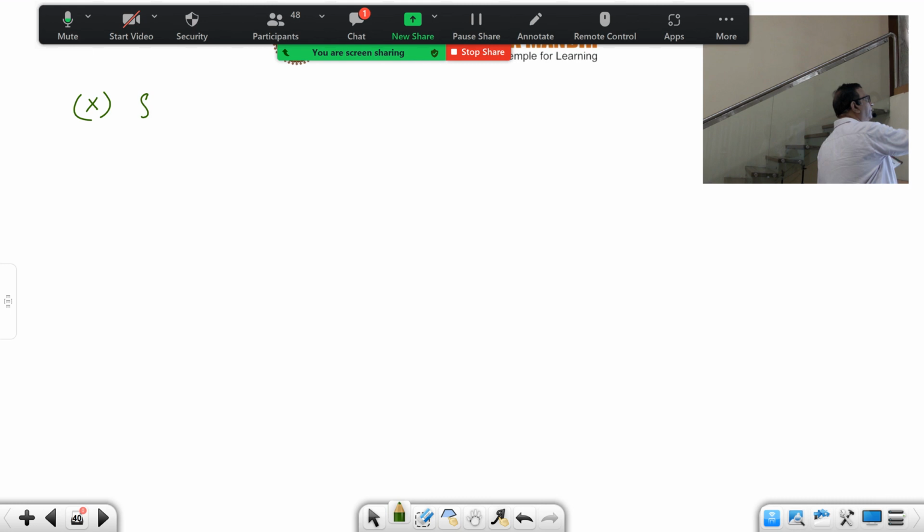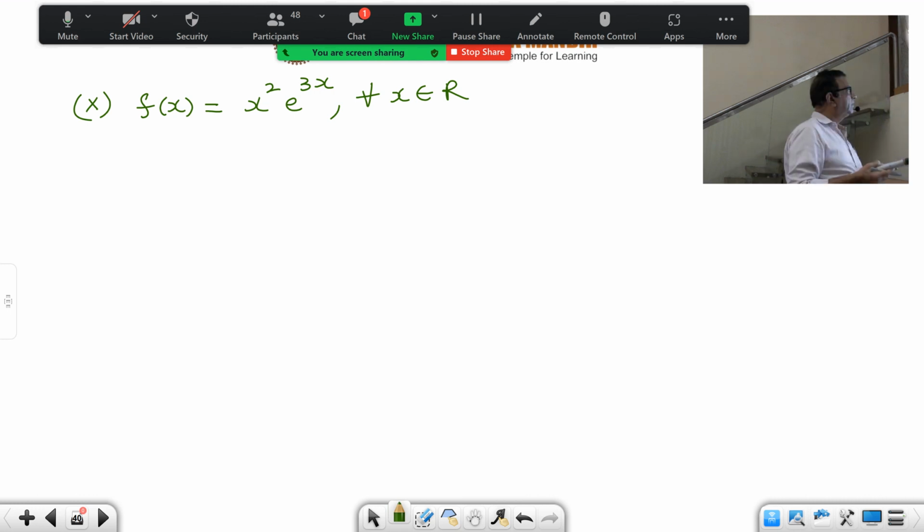f of x is equal to x square into e power 3x for all x belonging to R. Okay.